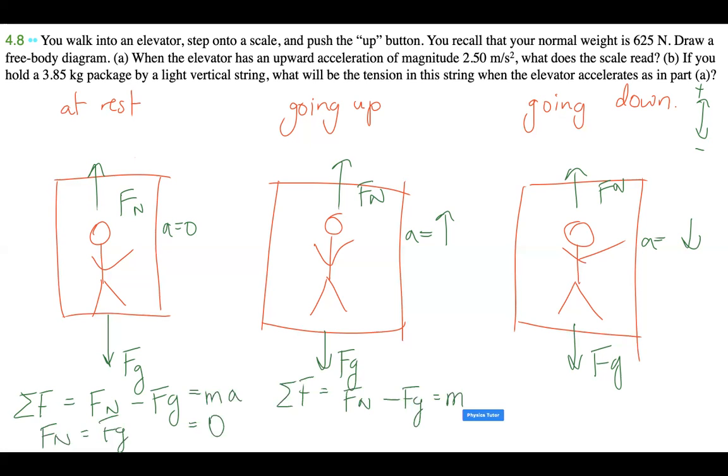And now it's going to be equal to m times a, where this is some positive value because it's upwards. And that means that our normal force is going to be ma plus Fg, right? So our normal force is the mass times the acceleration we're experiencing, plus the force of gravity.